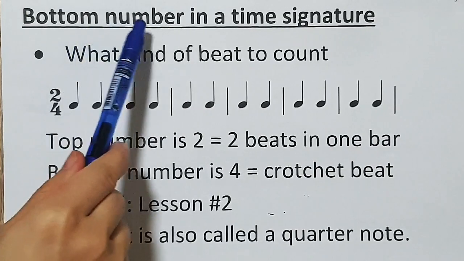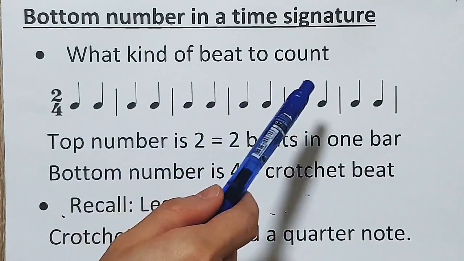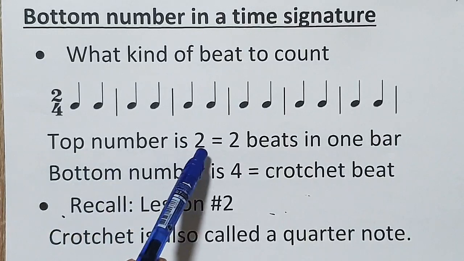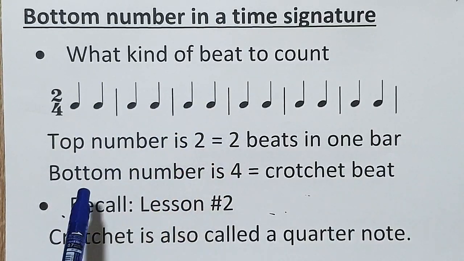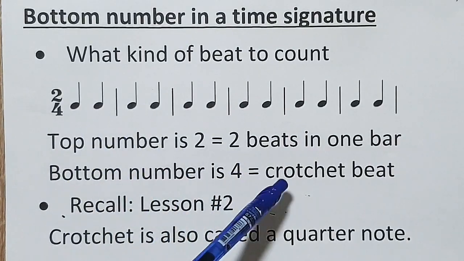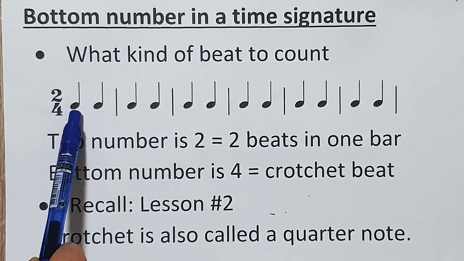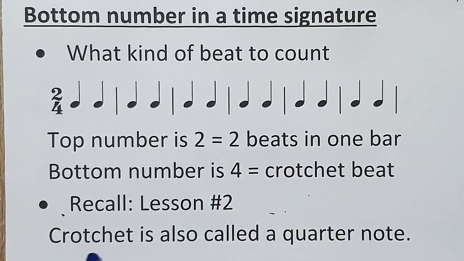What does the bottom number in a time signature mean? It means what kind of beat to count. For example, 2/4. The top number is 2, which means 2 beats in 1 bar. The bottom number is 4, which means the beat is a crotchet beat. Do you still remember why 4 represents crotchet? Let's recall lesson number 2. Crotchet is also called a quarter note.